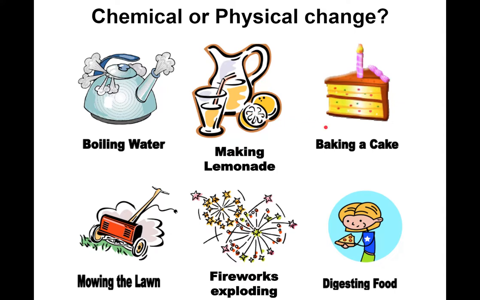Baking a cake. Baking a cake is chemical change because the cake batter is very different. It has different properties than the baked cake. It has a different smell. You can't easily go backwards from that. It's not like the boiling water, where you can change steam back into water easily. Baking a cake, you can't make it back into batter again by just cooling it down. You heated it up to make it a cake, and if you cool it down, it's still cake. So that's a chemical change.